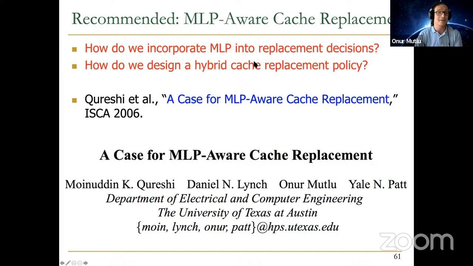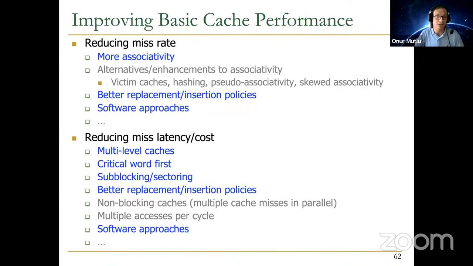How do you incorporate this MLP into replacement decisions? This paper also finds out that sometimes you need to be cost-aware. Sometimes you need to be LRU-friendly. So it develops a hybrid cache replacement policy so that you get the best of both worlds, because different access patterns have different types of requirements from the cache, as we discussed. And that's why I recommend this paper so that you can take a look.